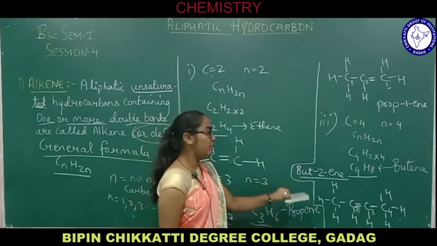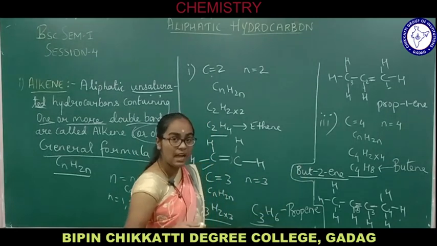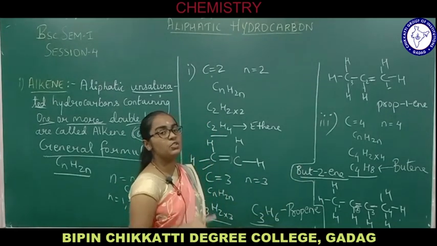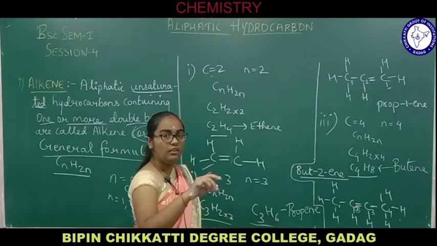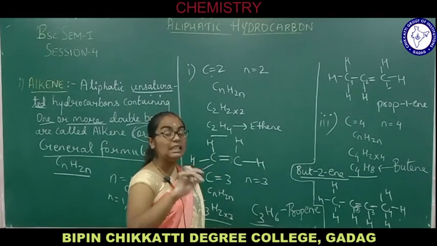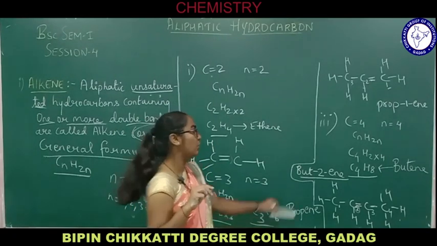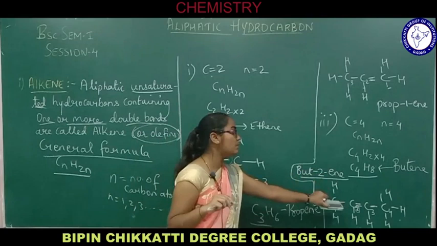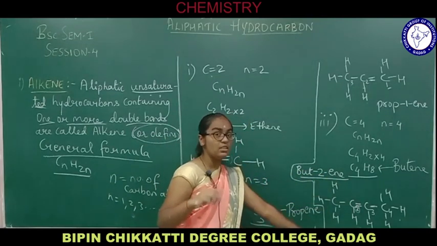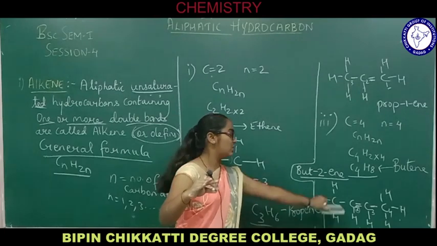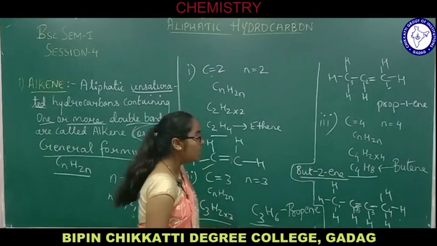You need to remember this: depending upon the position of the double bond between the carbon atoms, you need to choose the lowest number, and write it in the middle before writing "ene". "Ene" means the double bond, and the number is the position of the double bond. Between carbon number 2 and carbon number 3 the double bond was present, but we choose the lowest number, which is 2. So but-2-ene becomes the name for this structure.